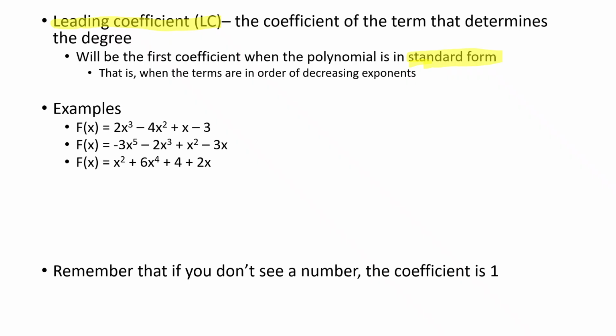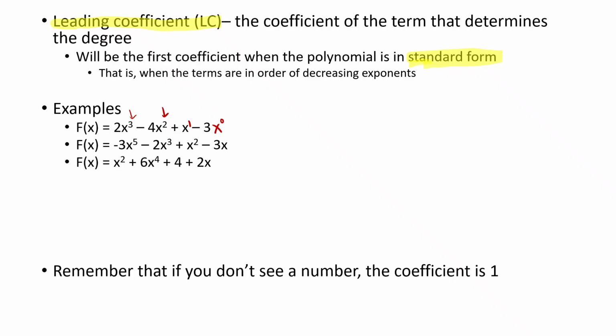Here are some examples. Looking at this first one, we want to scan for the highest exponent. We see an x to the third, we see x squared, we see x to the first. And this over here is actually x to the 0, if you recall that an exponent of 0 is equal to 1, so that's 3 times 1.